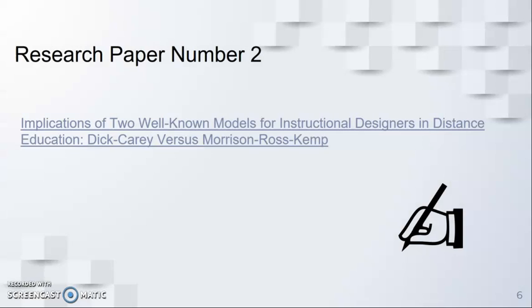In the second research paper, titled Implications of Two Well-Known Models for Instructional Designers in Distance Education, Dick and Carey versus Morrison-Ross-Kemp, the paper summarizes and compares and contrasts the Dick and Carey model and the Morrison-Ross-Kemp, or MRK, models for instructional design. Both models are used for instructional designers to design a solution to a problem. However, their differences come in many forms. For example, the Dick and Carey model is more linear, where the MRK model is more cyclical.